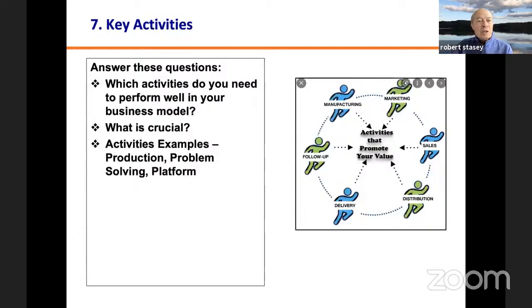Key activities is next. Here, what we're looking at is the most important activities in executing the company's value proposition. As an example, if we were making pins as a manufacturer, we would want to create an efficient supply chain to drive down costs over time.